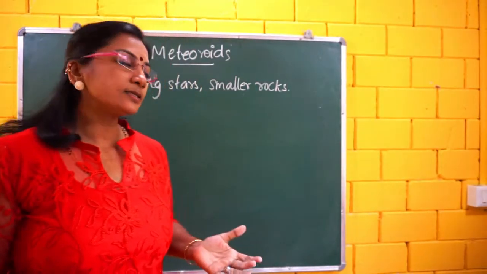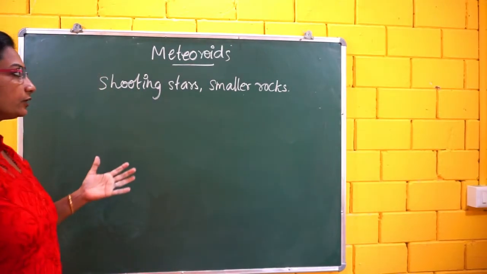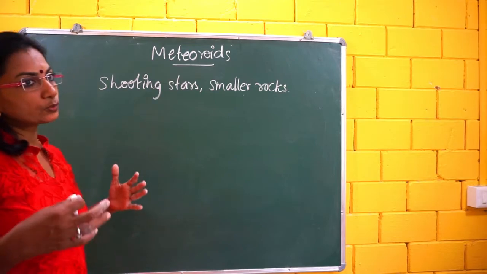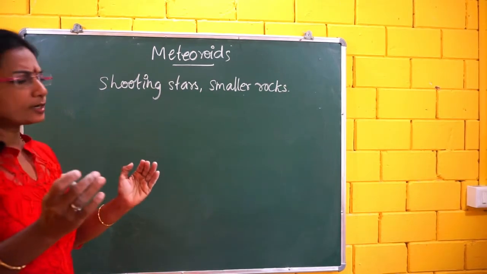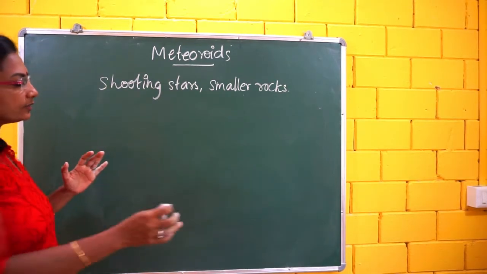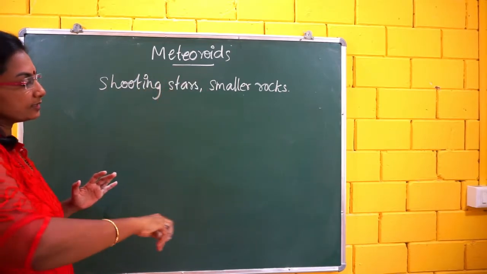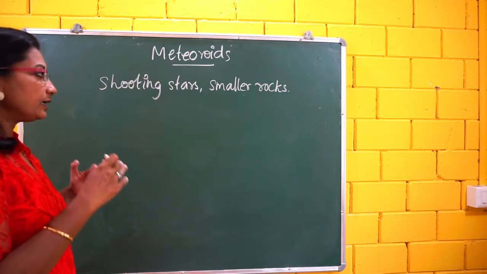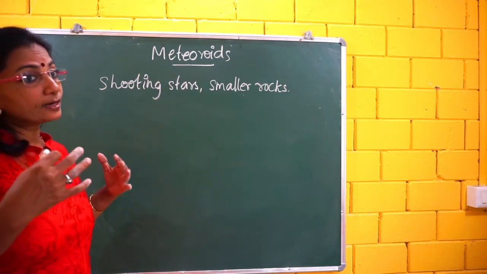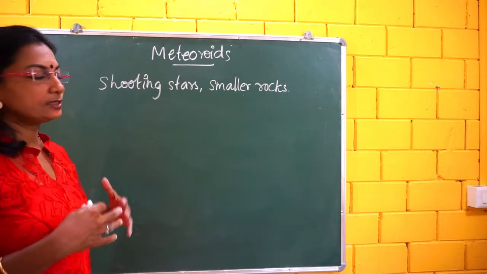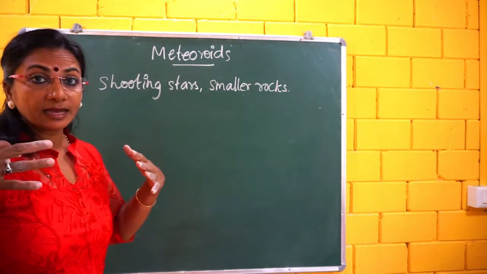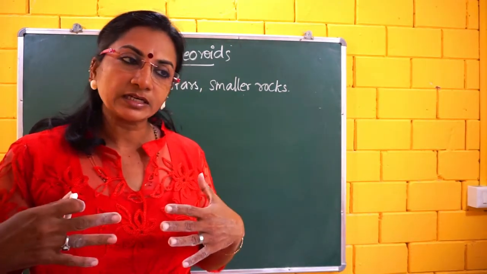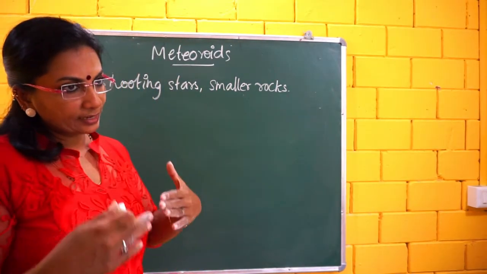Okay, next it is meteorites. What are meteorites? Meteorites are shooting stars. They are smaller rocks which are moving around the solar system. Sometimes, when they come near any planet, we know that the planets have gravitational pull. All the planets have their own gravitational pull.